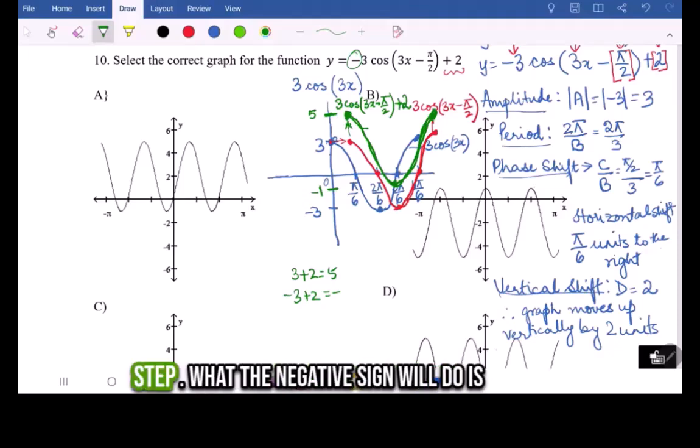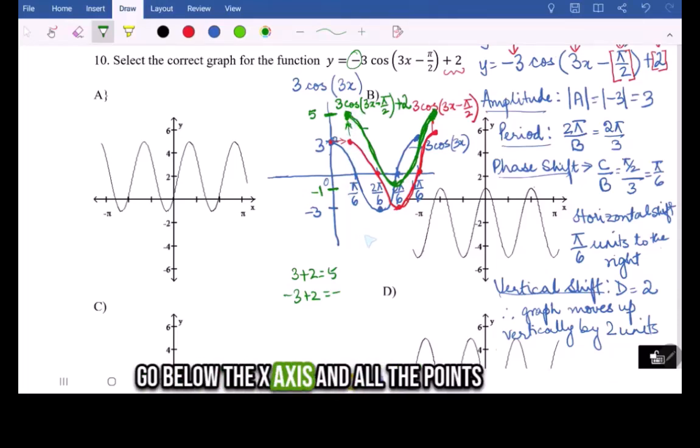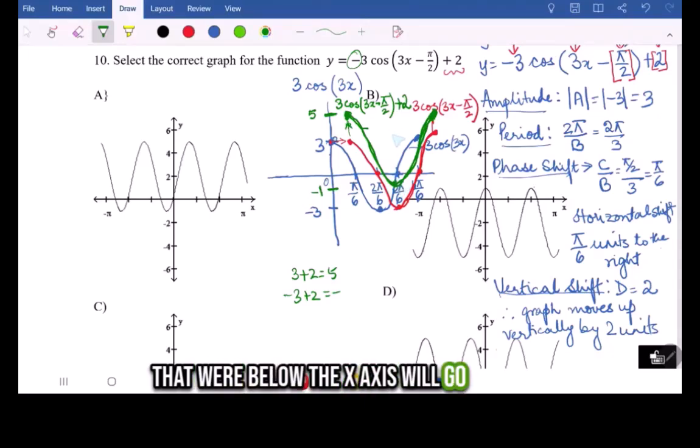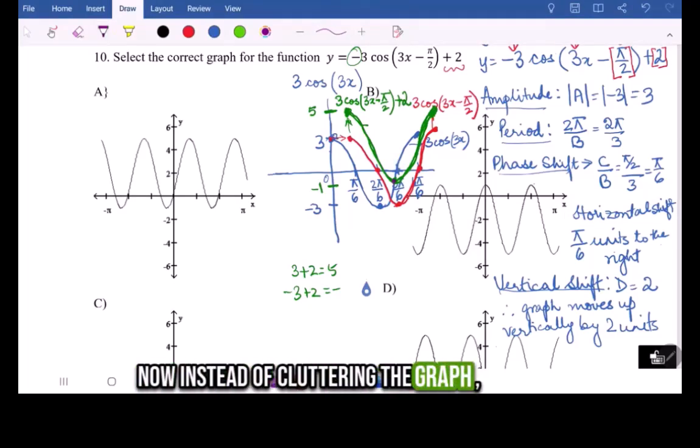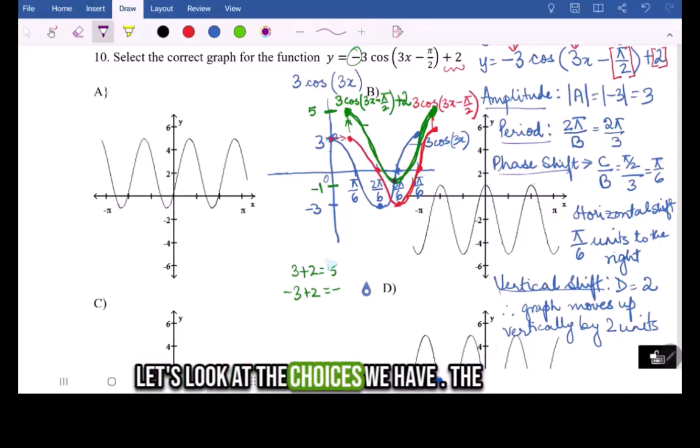So that means we have to factor in the negative sign now. That's the final step. What the negative sign will do is all the points above the x-axis will now go below the x-axis, and all the points that were below the x-axis will go above the x-axis. All right. So this green point at pi over 6 is going to move down, and all the points that were below the x-axis will move up. Now, instead of cluttering the graph, let's look at the choices we have.